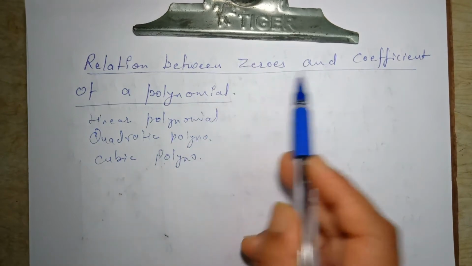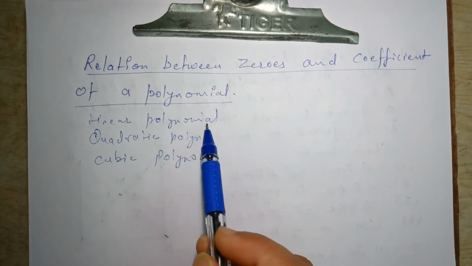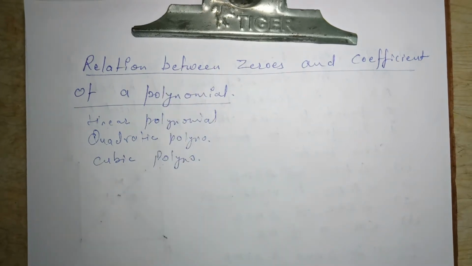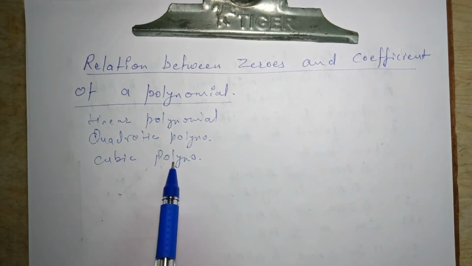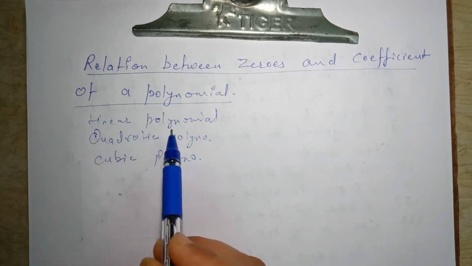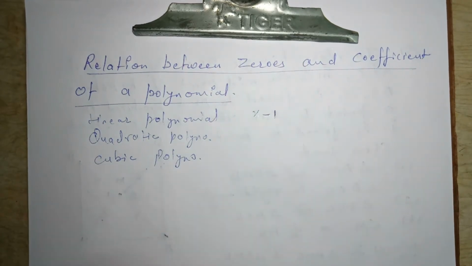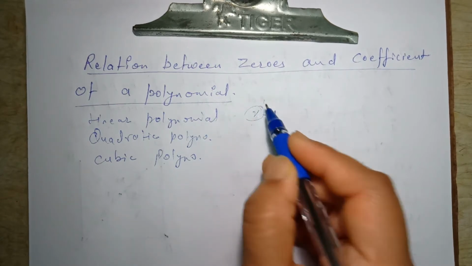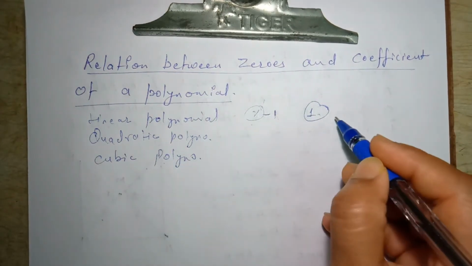Now, the relation between zeros and coefficients. Zeros means the value of the variable at which the value of the polynomial becomes 0. The relation between zeros and coefficients will be applicable only in case of those polynomials in which zeros are either 2 or more than 2. In case of linear, we know that only one zero is possible. Suppose I am taking the polynomial x minus 1. Since the degree is 1, it will have only 1 zero. So this relation will not be applicable for this.